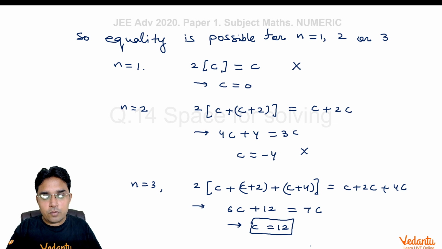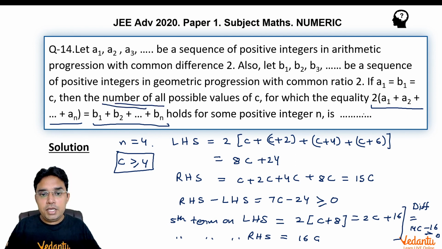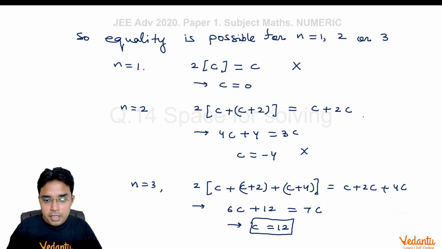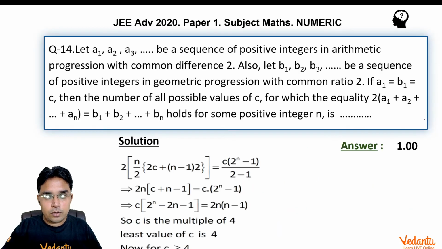So there is one value of n that is giving me a value of c. So what was our question? It is asking the number of all possible values of c for which this equality holds. So we can see there is only one value of c. So the answer should be 1. Let us see what answer was given. Yeah, the answer is 1 only.